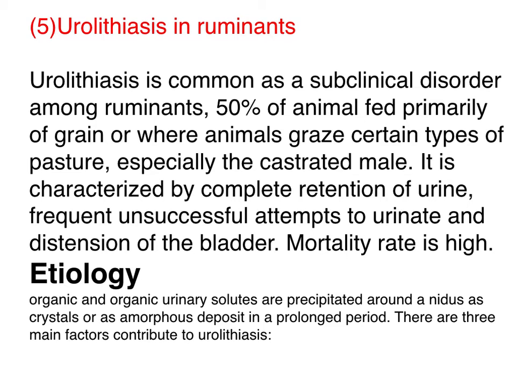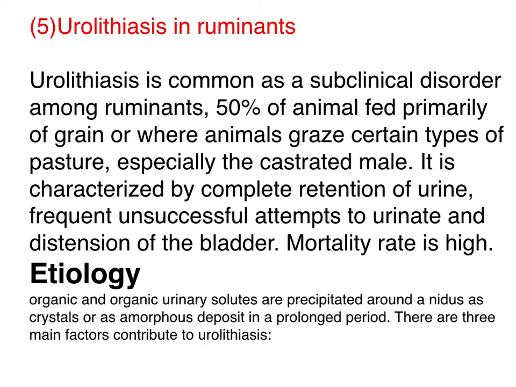أما بالنسبة للحصى اليوروليثايسيس، الحالة الأخرى الخامسة في المثانة، فهي تعريفها: is common as a subclinical disorder among ruminants, 50% of animals fed primarily on grain or where animals graze certain types of pasture, especially the castrated male، خاصة تحدث لنا في الحيوانات المخصية. ولاحظنا احنا خلال وجودنا بالمستشفى التعليمي بالمثنى وجدنا العديد من الحالات اللي كانت تعاني من انحسار البول وعدم قدرة الذكور على التبول، وبالتالي شاهدنا وجود حصوة أو انسداد.